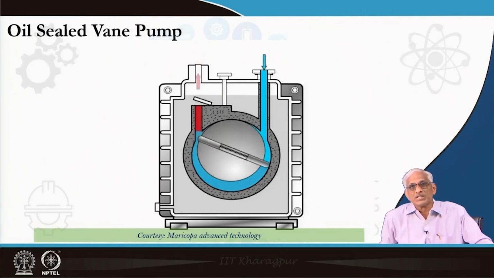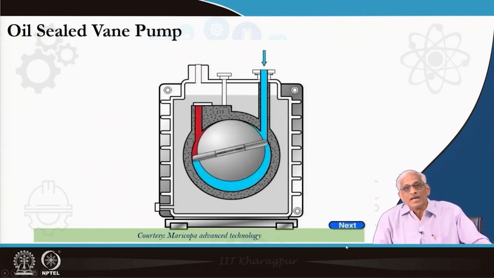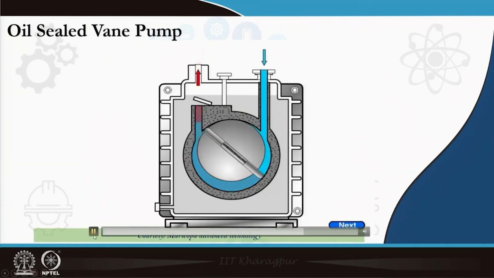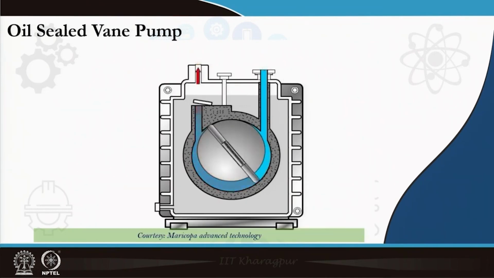So, right side suction is going on, then there is an isolation like that, then again compression. See, suction, isolation, again compression. So, this can give you a beautiful animation of how a rotary vane pump works.